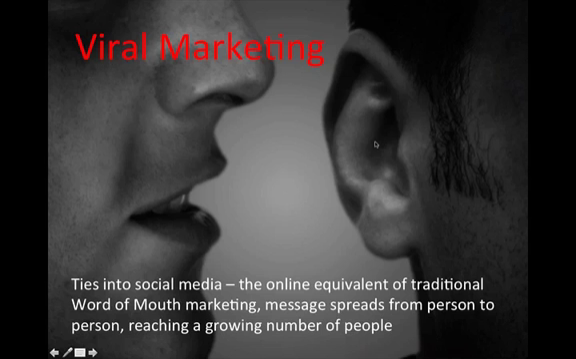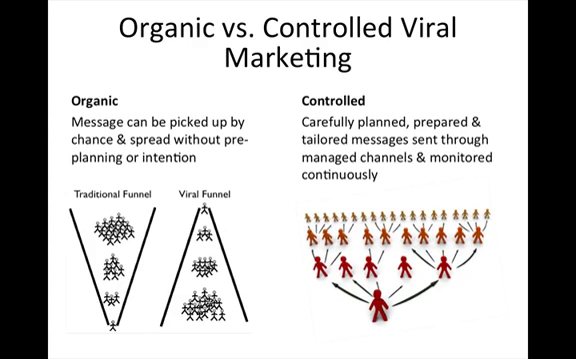Okay. To go on with viral marketing, the second part of the module, it ties very well into social media, and it's the online equivalent of word of mouth, and the message spreads naturally. So you get organic and controlled viral marketing. Organic is when somebody just picks up on a message and it spreads like wildfire. Controlled is if a company actually plans to launch a viral campaign. It's tailored messages. Doesn't always work as well as organic, but you can launch really good campaigns, and Old Spice is a good example of this.